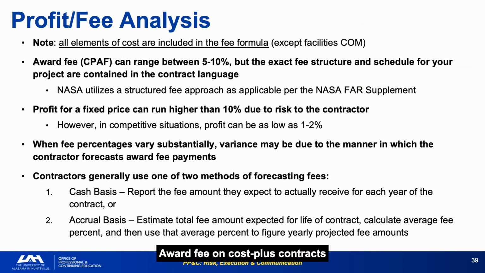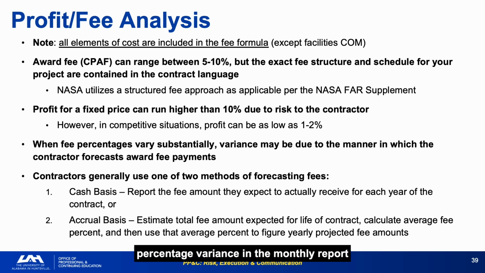Award fee on cost-plus contracts typically ranges from 5 to 10%, while fixed-price profit can run higher due to contractor risk, and in competitive bidding can drop as low as 1 to 2%. The two methods of forecasting fees, cash basis recording actual expected payments versus accrual basis using a lifetime average, produce materially different monthly cost report appearances and must be understood before interpreting fee line items.